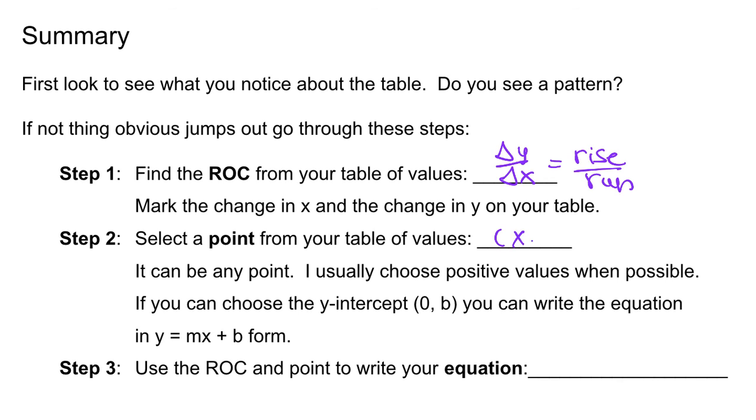You're going to find a point, which is just (x1, y1). That's any point on the graph. That's how it's denoted with the little subscripts. Yes, it can be any point. I often choose positives, but you don't have to. If you have the y-intercept, you have something that's 0 and then a number, that's the y-intercept, you can use y equals mx plus b form. And then finally, you're going to use your rate of change and your point to write your equation. And so you're going to use often point slope form or the modified point slope form, but you can also use y equals mx plus b.